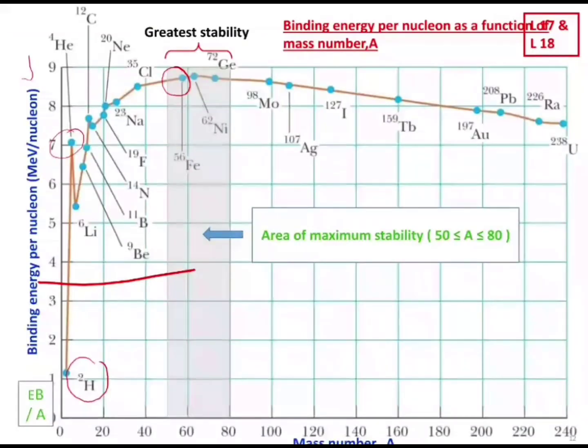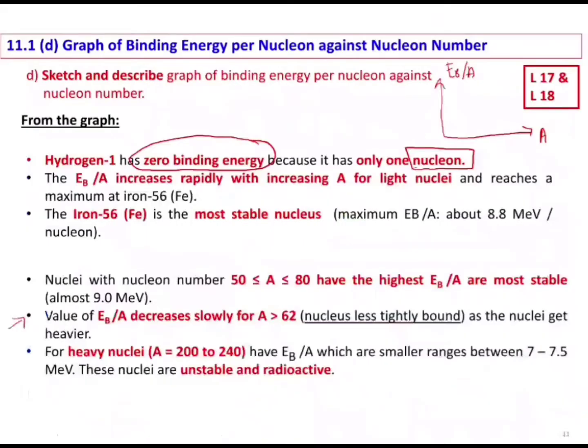So look here. It decreases slowly from here, and it keeps decreasing. So when it decreases there, it means it becomes less stable. So for heavy nuclei, A equal to 200 to 240 have binding energy per nucleon which is smaller, ranging between 7 to 7.8 MeV. Then these nuclei are unstable and radioactive.